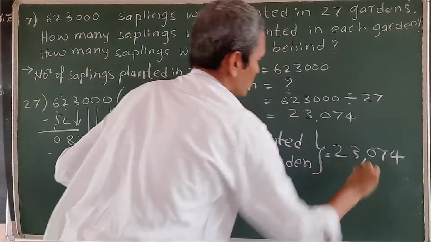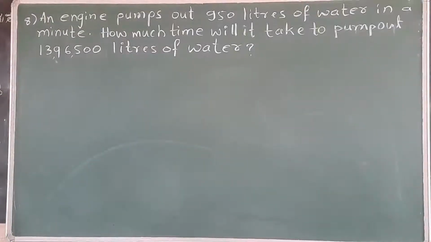23,074. Now eighth one, an engine pumps out 950 liters of water in a minute. How much time will it take to pump out 13,96,500 liters of water?